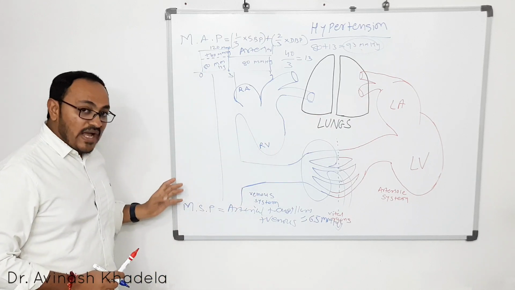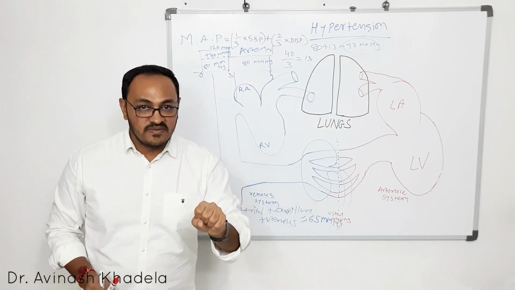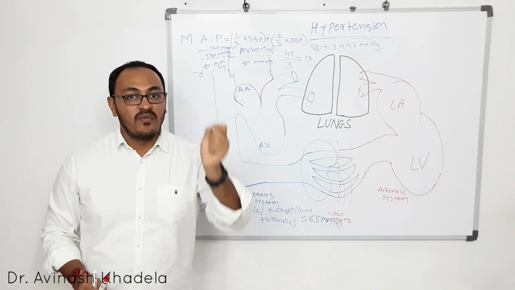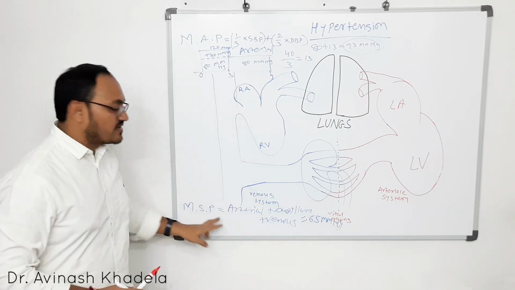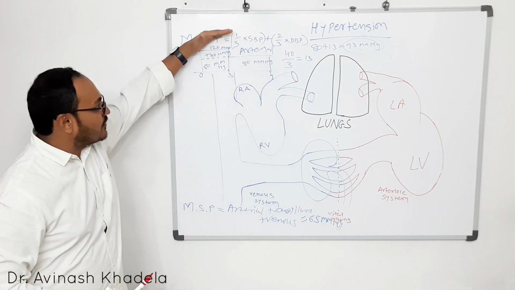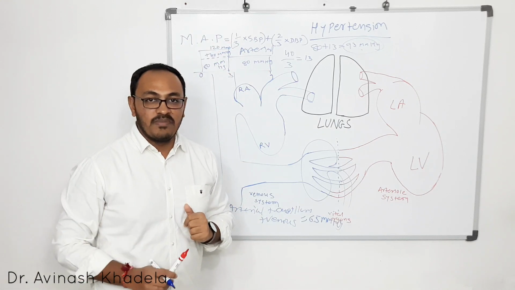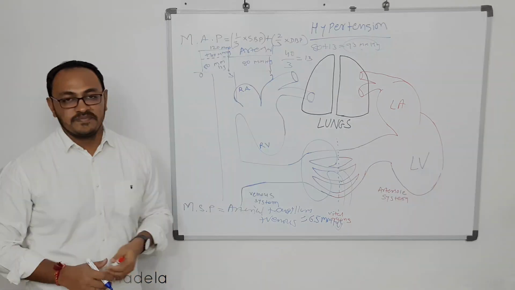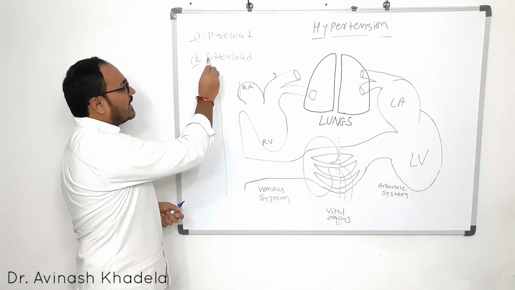Secondly, if I want to precisely define mean systemic pressure, when the heart stops, when the heart is not beating, whatever pressure is maintained in the systemic circulation during that time is called mean systemic pressure. So this is how the concepts of mean arterial pressure and mean systemic pressure are very important while clinicians are making a diagnosis. Now let us understand the concept of preload and afterload.